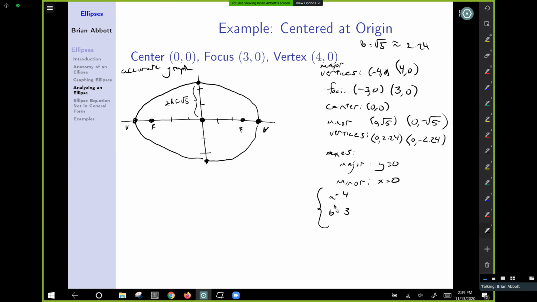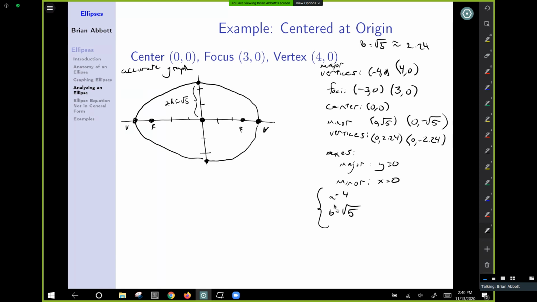Last but not least, major and minor axes. Well, the center's at 0, 0, so y equals 0 for the x-axis, and x equals 0 for the y-axis. We also are stating our b values. I don't know why I have b equals 3 here, because that is not true at all. B is not 3. B is equal to root 5.